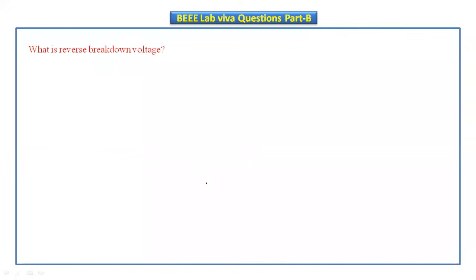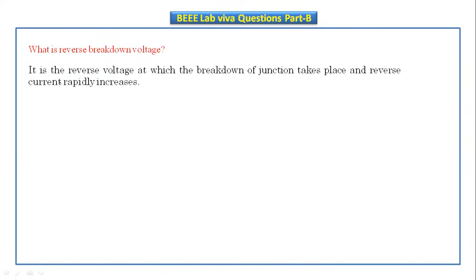Next, what is reverse breakdown voltage? It is the reverse voltage at which the breakdown of the junction takes place and the reverse current increases rapidly. This reverse breakdown voltage occurs in the reverse bias of the PN-junction diode.